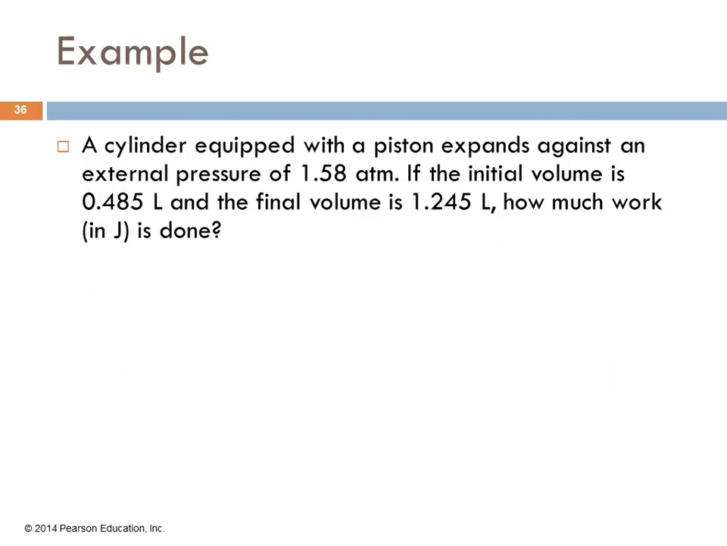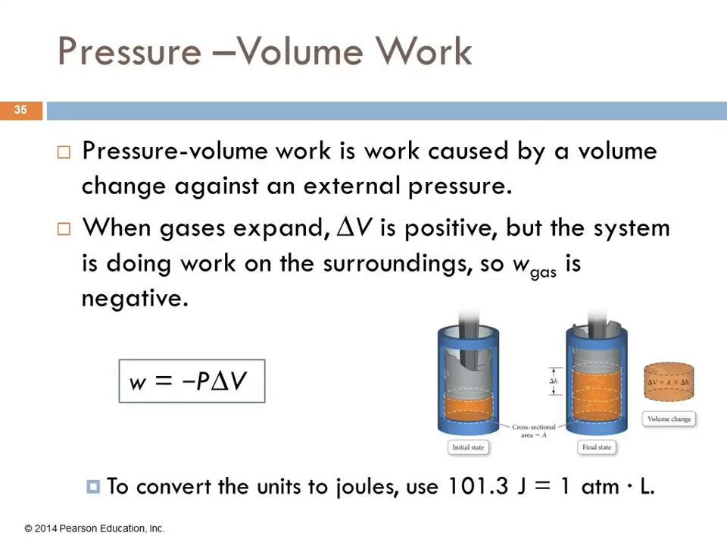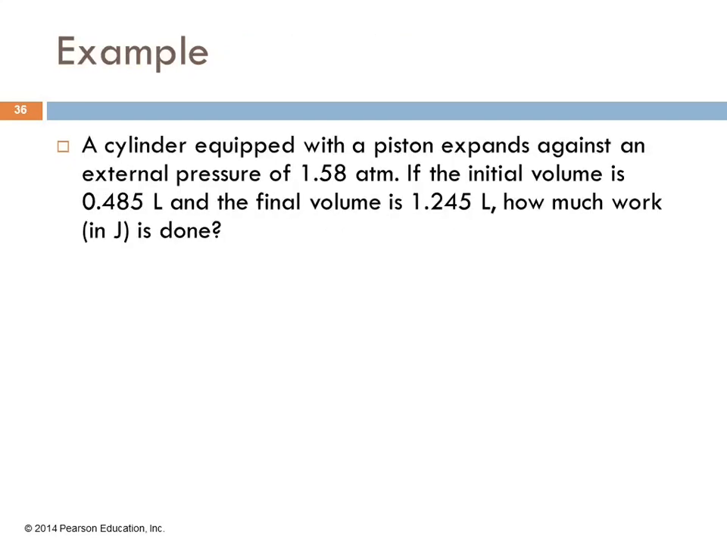I don't. Okay, so let's do an example. A cylinder equipped with a piston expands against an external pressure of 1.58 atmospheres. If the initial volume is 0.485 liters and the final volume is 1.245 liters, how much work in joules is done? So let's refresh our memory. 101.3 joules, let's write that down. 101.3 joules was equal to 1 atmosphere liter.